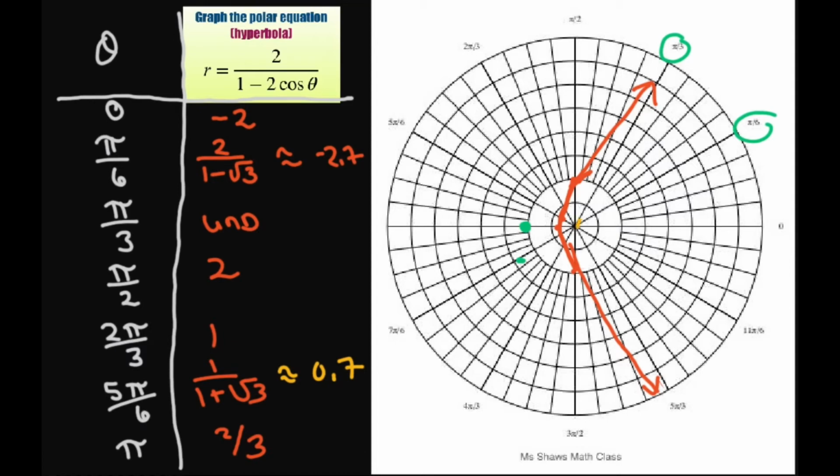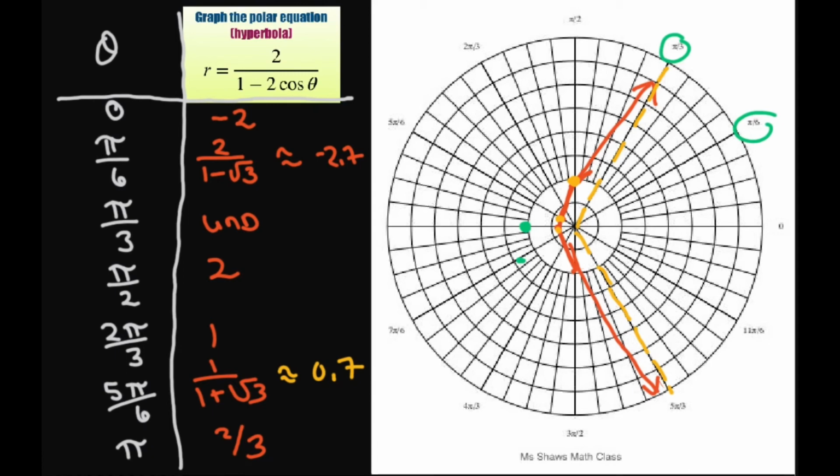So basically, it can't cross this line. Since it's symmetric about the polar axis, it means it can't cross this one as well. Those are like asymptotes. All right. Now at pi divided by 2, we're at 2. So there's this point here. At 2 pi divided by 3, we're at 0.7, which is about here. At pi, we're at 2/3.